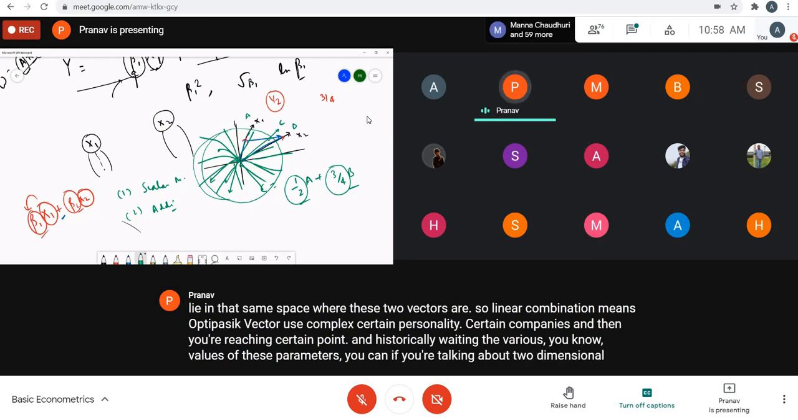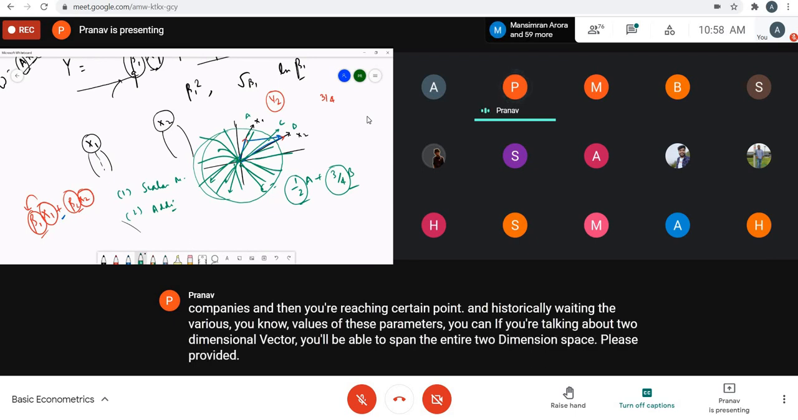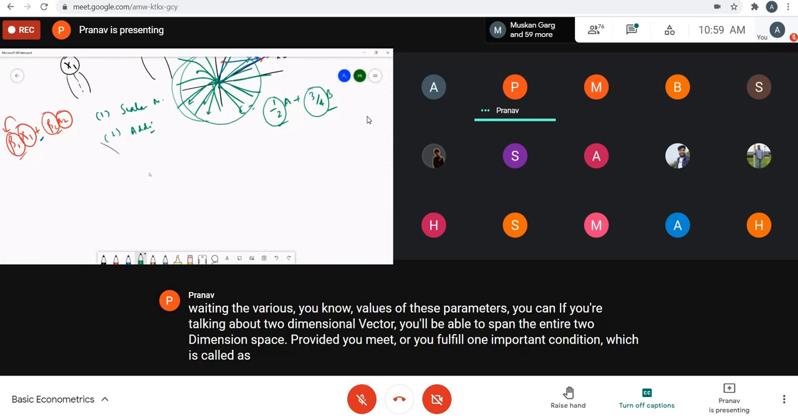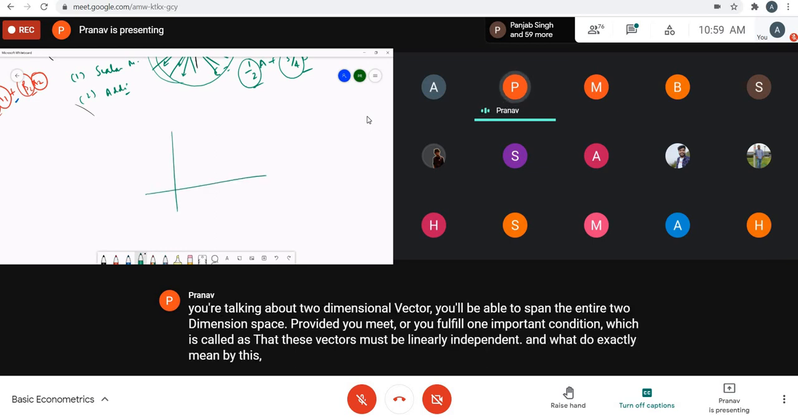if you are talking about a two-dimensional vector, span the entire two-dimensional space, provided you fulfill one important condition, which is that these vectors must be linearly independent. What do I exactly mean by this? Let us understand this point.